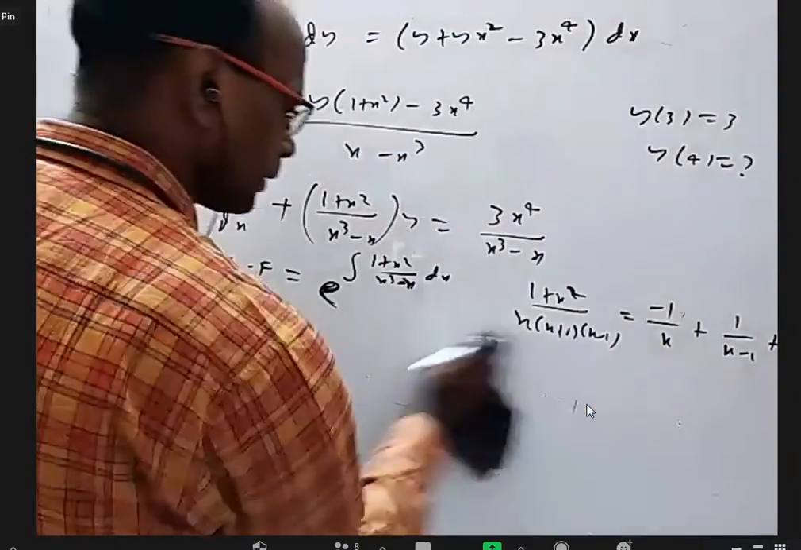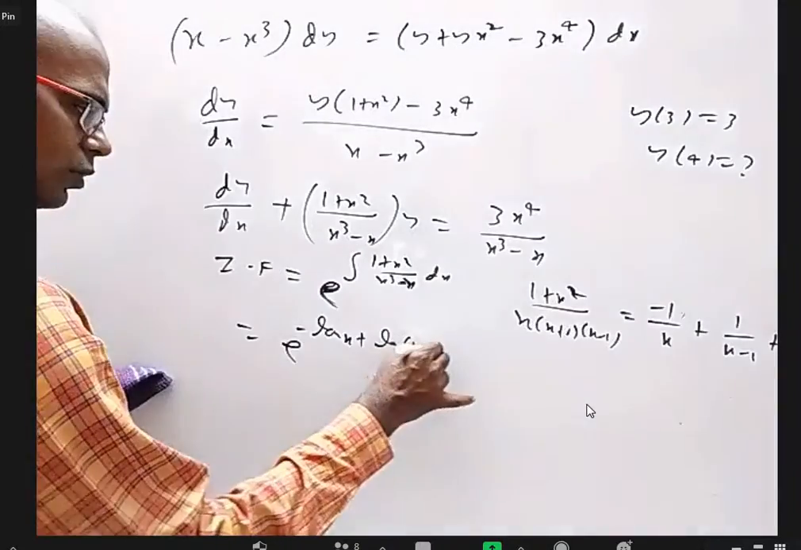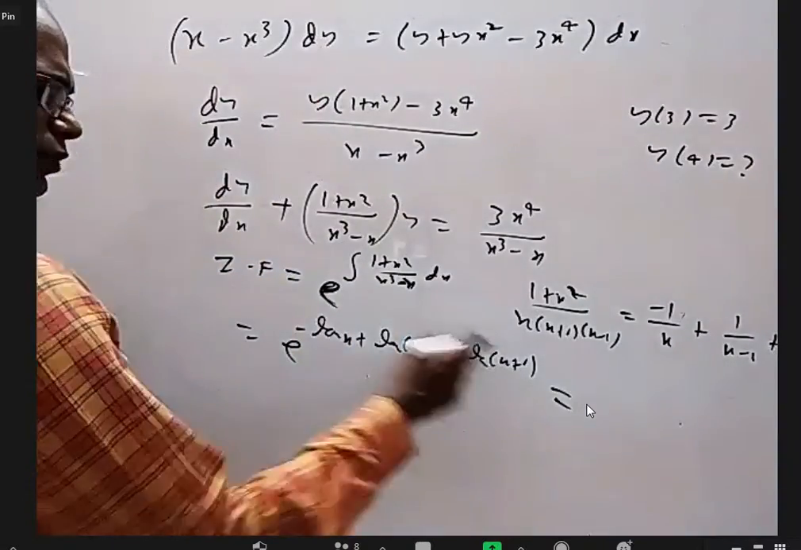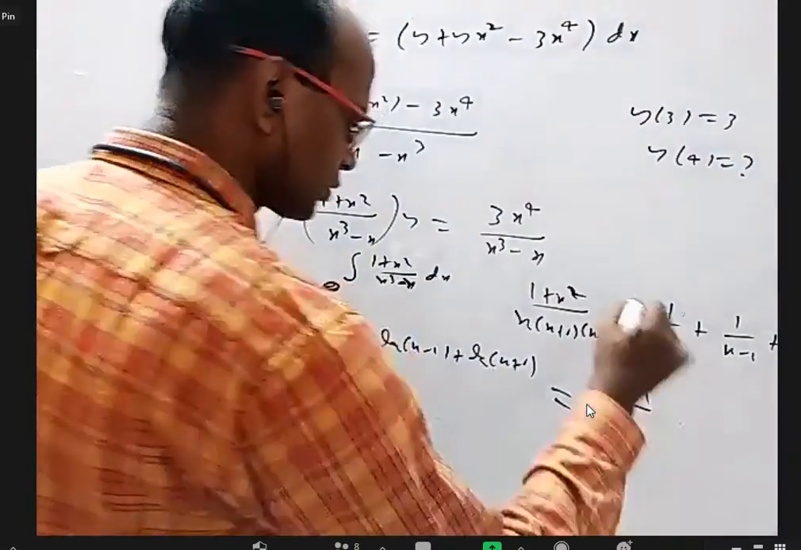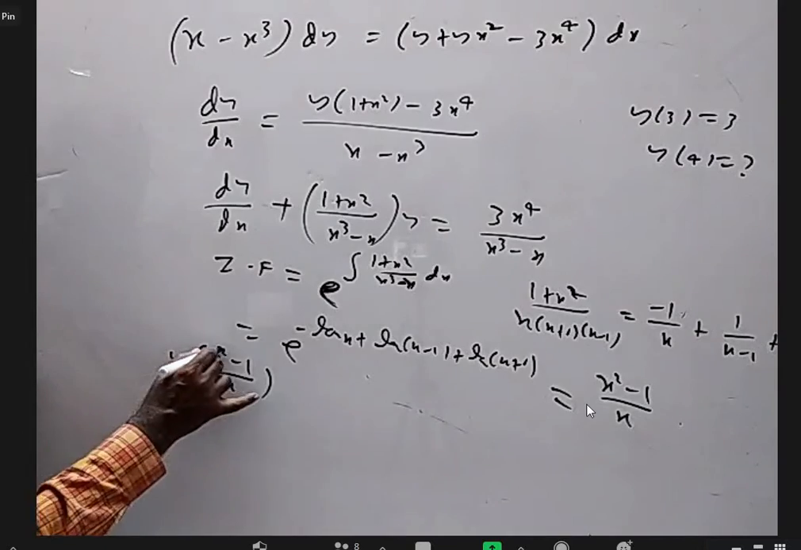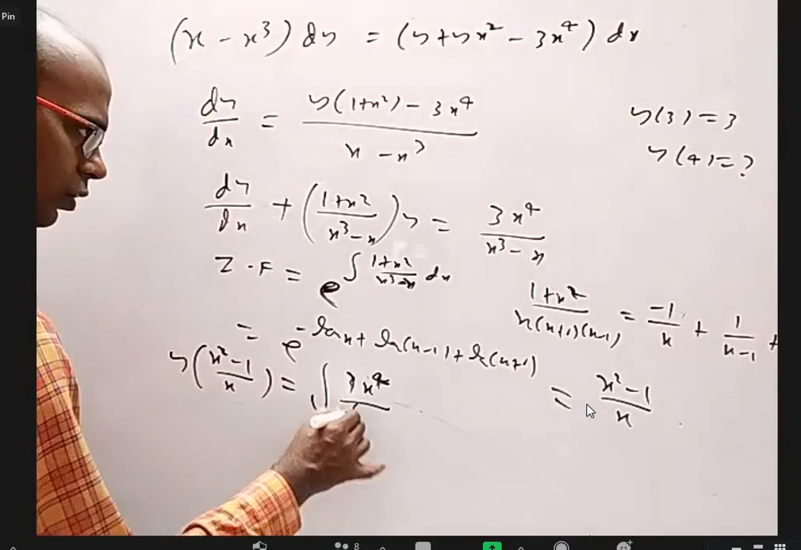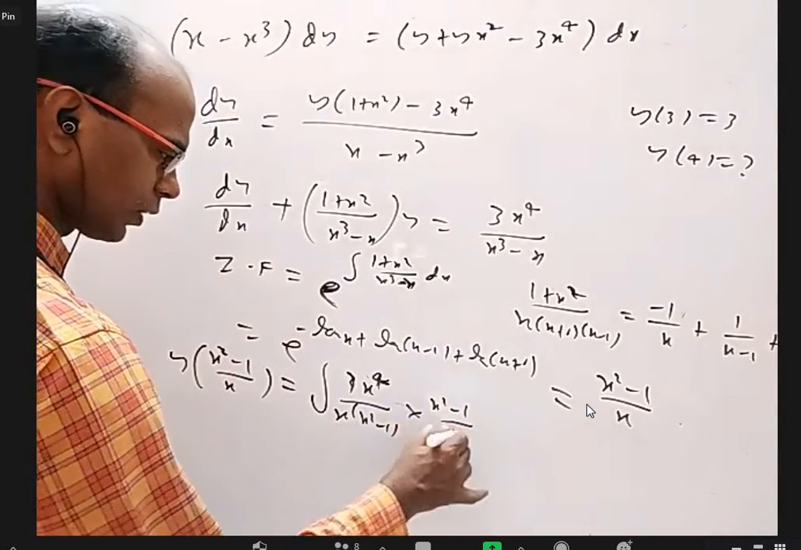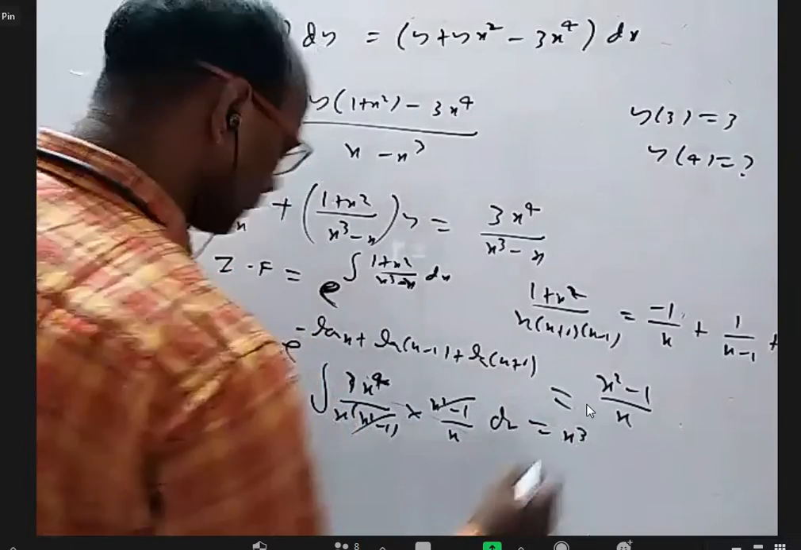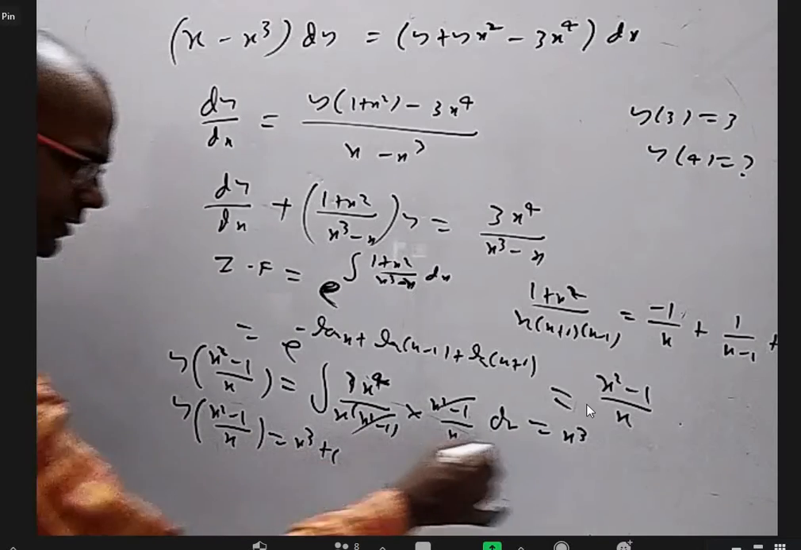Okay. So I am getting e power integral is minus log x plus log x minus 1 plus log x plus 1. So that is, we'll get x square minus 1 by x. Finally, I'm getting x square minus 1 by x. This is the integration factor. So now y into x square minus 1 by x. Here integral 3x power 4. If I take x common, I'll get x square minus 1 into x square minus 1 by x. x square will cancel, this x square cancel, 3x square means x cube. So y into x square minus 1 by x equal to x cube plus c.